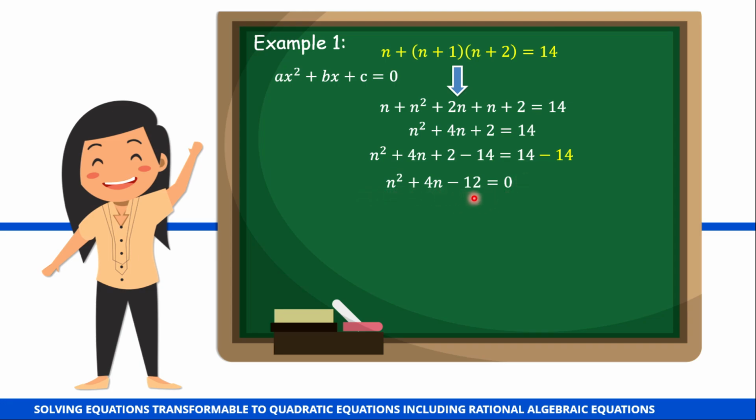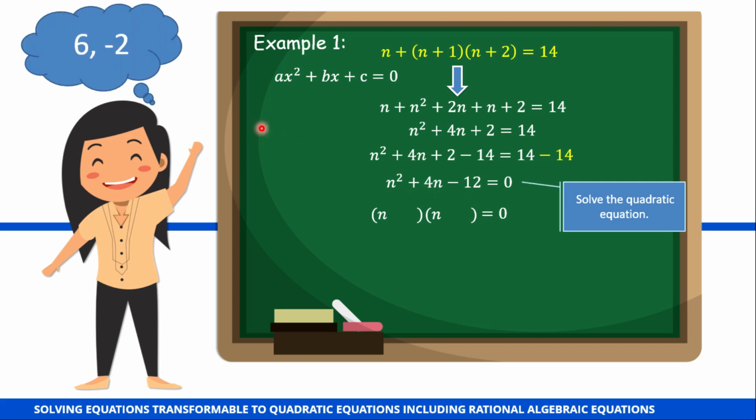Sa ating equation, okay lang na maiba ang ating variable na hindi ito x. Okay lang na ito ay n. This is still in standard form. Now, let's solve for our quadratic equation. Let's solve using factoring. Mag-isip tayo ng dalawang factors ng negative 12 na kapag pinag-add, ang sagot ay positive 4. What are those numbers? We have 6 and negative 2.